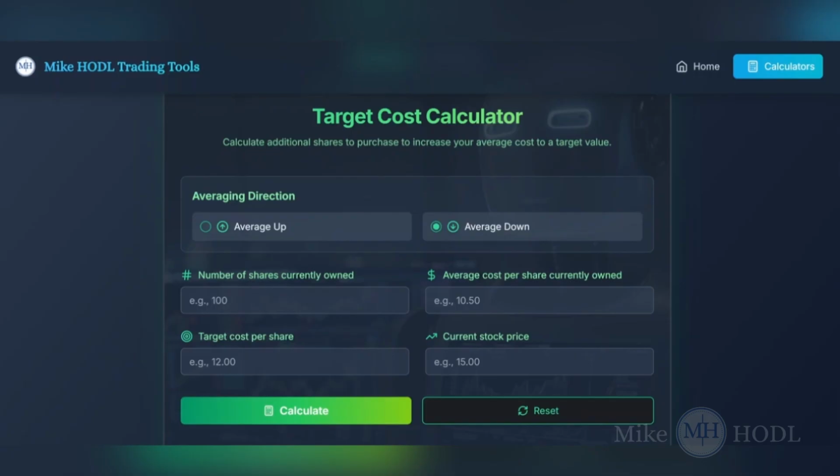Let's walk through an example. We will average up on this position. For number of shares currently owned, we'll enter 20. For average cost per share currently owned, we'll use $12.75. For current stock price, let's say it's trading at $16. Our target cost per share must be between our average cost of $12.75 and the current price of $16. Let's aim for a target cost of $14. Now, we hit Calculate.